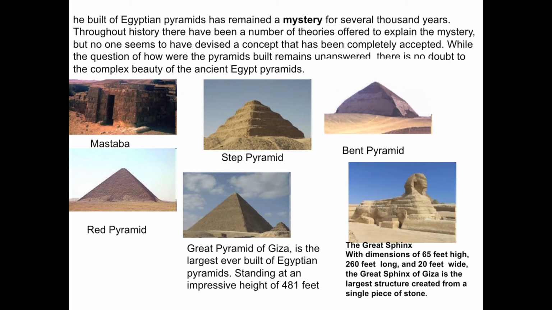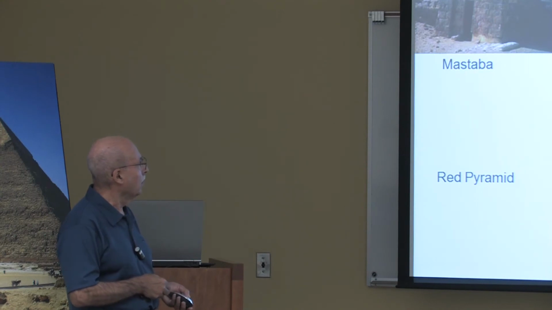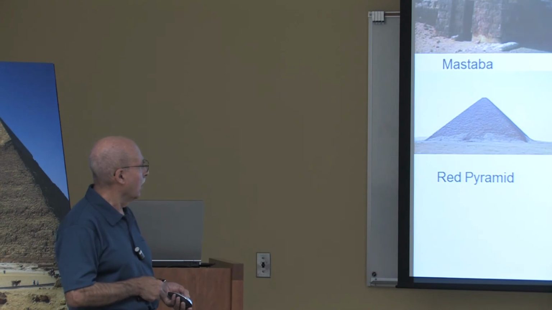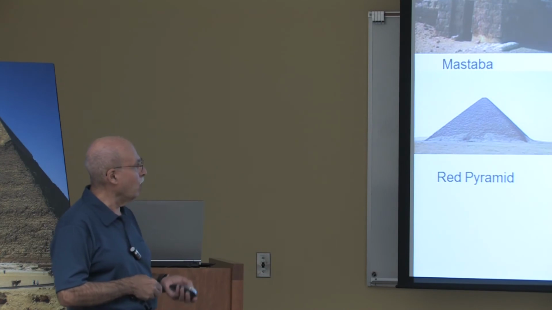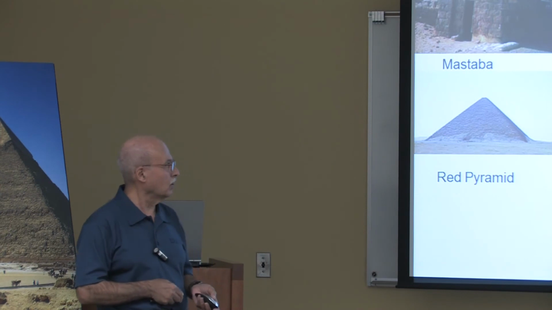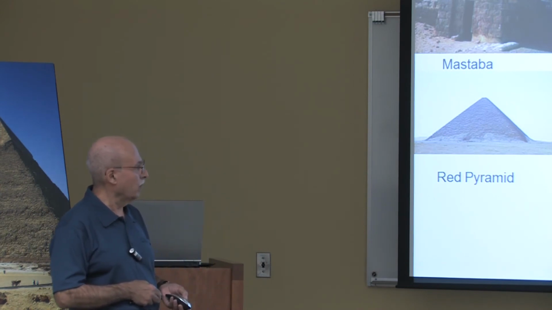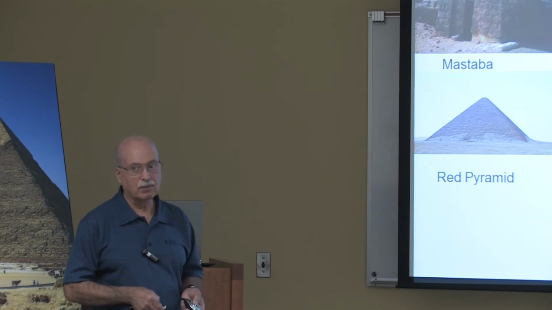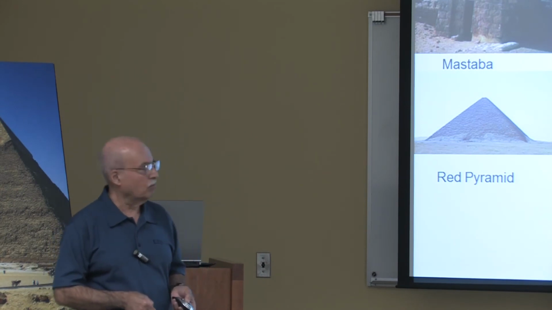Various shapes: mastaba, step pyramids, bent pyramids, red pyramid, which is made of rocks, and of course the famous Giza, one of the tallest ones, and one piece of rock, the largest one anybody ever sculptured. You see the picture, the Great Sphinx, with dimensions of 65 feet high, 260 feet long, and 20 feet wide. Did you ever know that was the extent? This is a sandstone here. See it in front.